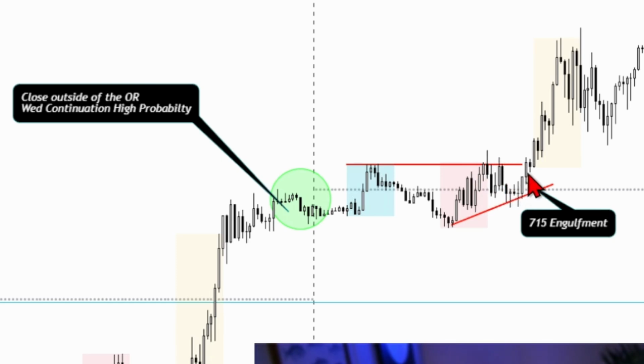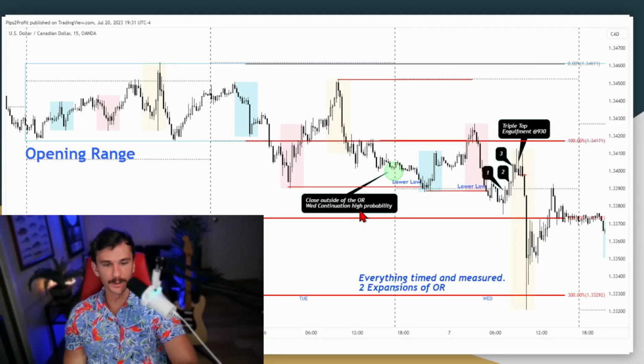But right into the beginning of the New York session, they have created this nice little ascending triangle, exploded outside of that triangle, and continued. So coming out of a geometrical shape, after we've had a close on the outside of the opening range, we can now maybe react to the market saying, hey, this is an opening range breakout, and we are going to continue the trend. Here's another example of closing on the outside of the opening range right here. Wednesday continuation, high probability. But we don't know that for sure until we start having other confluences help us and assist us in that thesis.